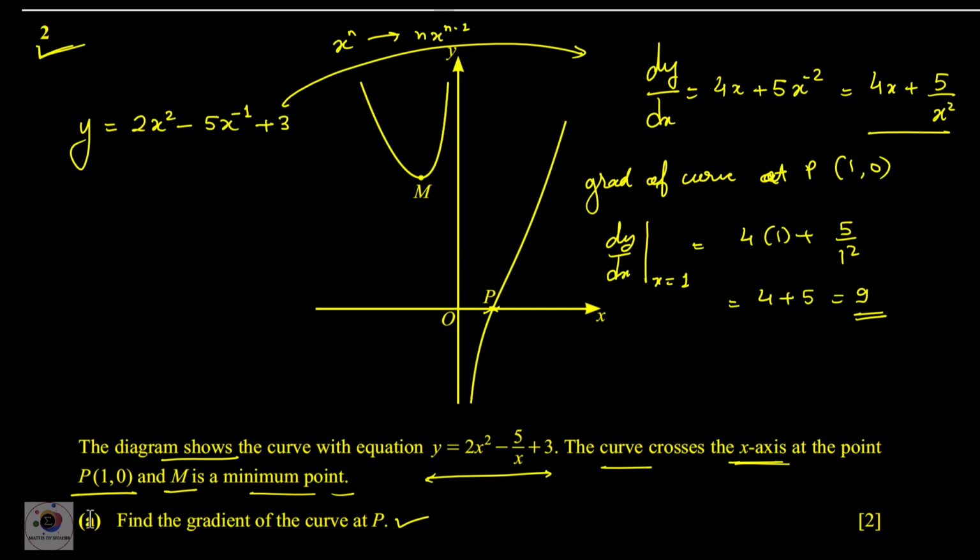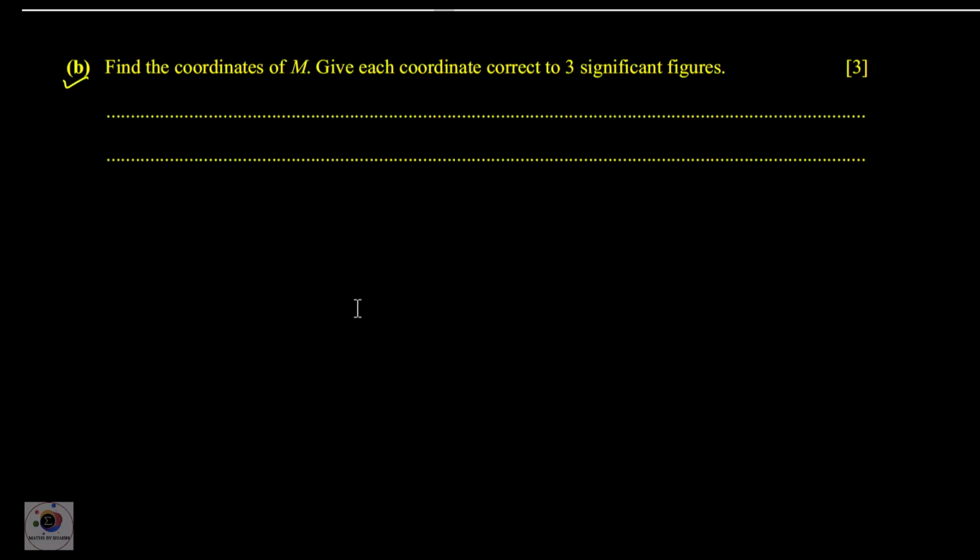Let's discuss the B part of it. The B part is: find the coordinates of M. Give your coordinates correct to 3 significant figures. As we know from the question, M is the minimum point, a local minimum. dy over dx is the gradient function, and at a stationary point, a maximum or minimum point, the gradient is going to be 0, so we can simply say at M dy over dx has to be 0.